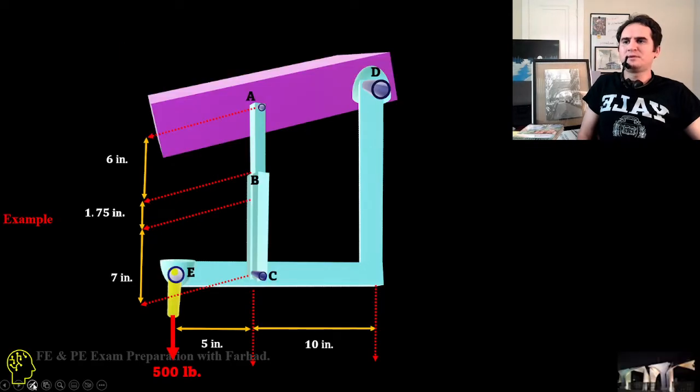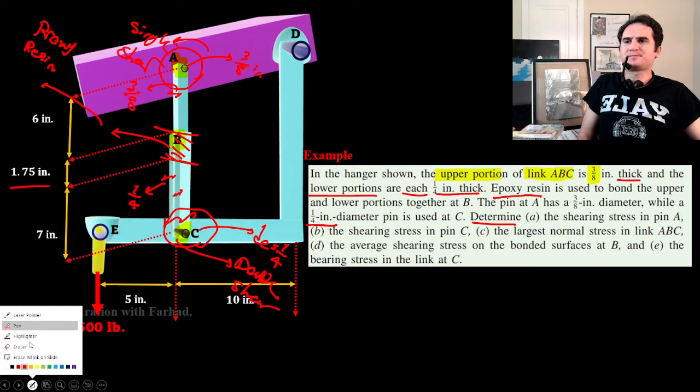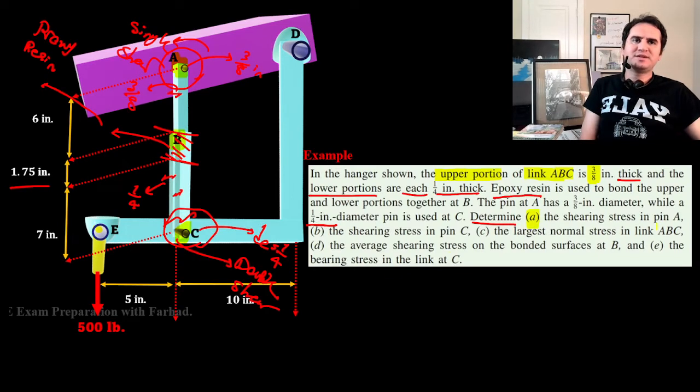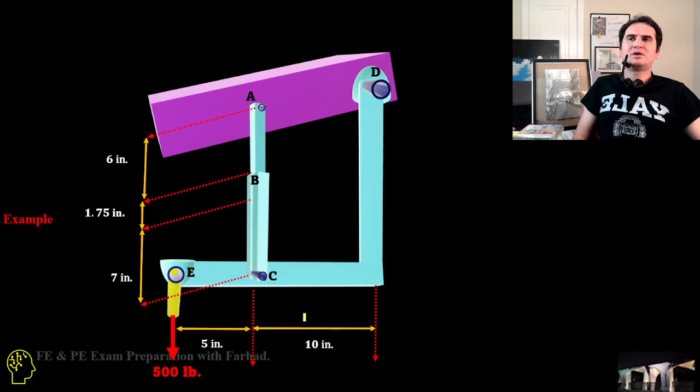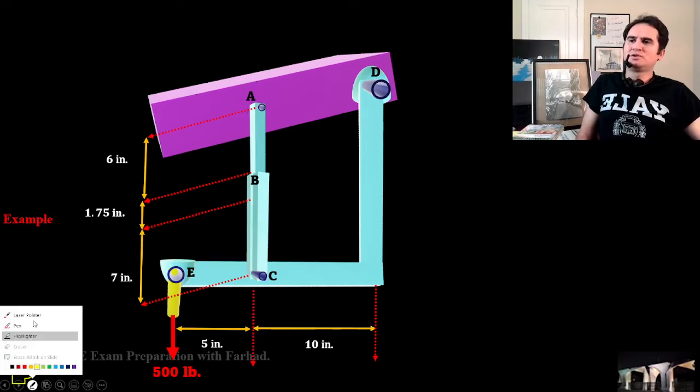We want to determine: A, the shearing stress in pin A; B, the shearing stress in pin C; C, the largest normal stress, maximum sigma, in link ABC; D, the average shearing stress on the bonded surface where we applied the epoxy resin; and at the very end, the bearing stress in the link at C. The bearing stress not in the pin but in the link at C. Let's see how that works.